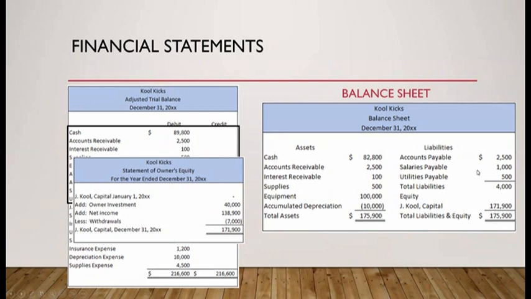When we add all of our numbers, assets should equal liabilities plus equity, because this proves that the accounting equation is in balance. Let me show you that coming over.